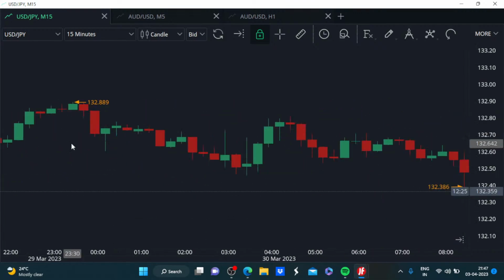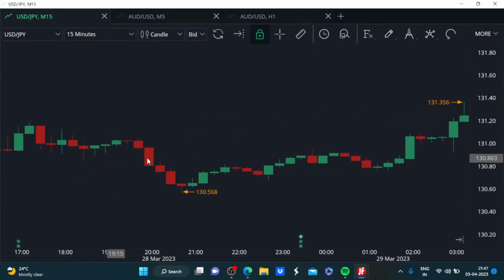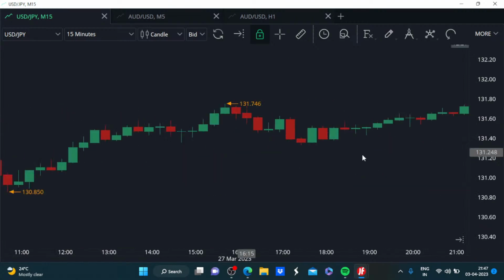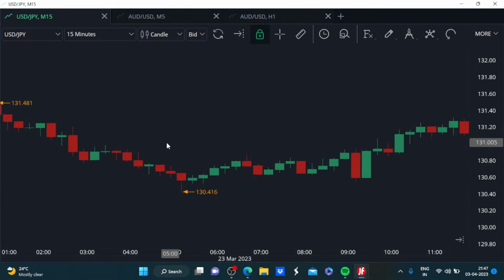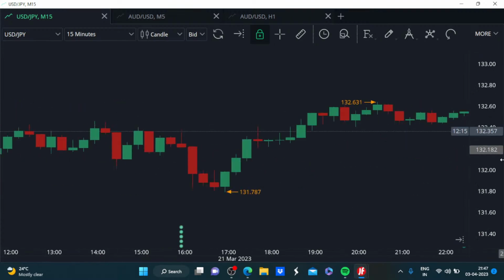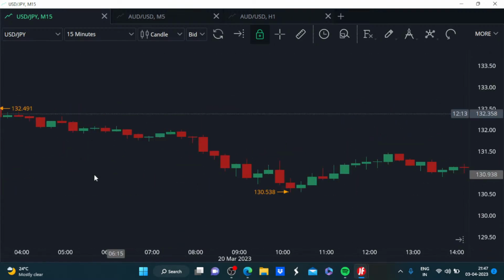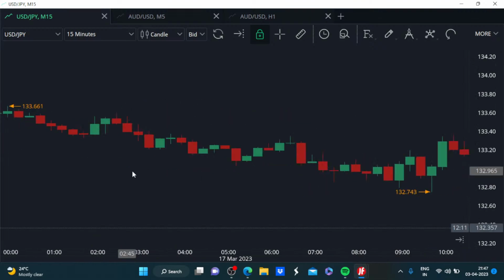For the USD JPY, no, no example spotted so far.